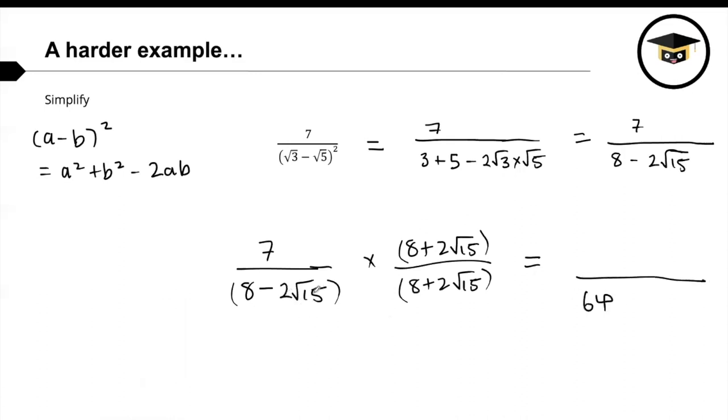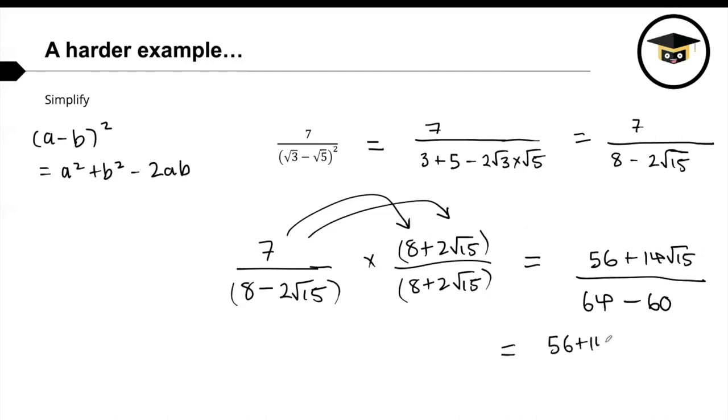And now 2 root 15 all squared, right? So 2 squared is 4, root 15 squared is 15. So that means 4 times 15 gives us 60. And so we're going to get a minus 60. And on the numerator, we're going to get 7 times 8, which is 56. And then 7 times 2 root 15, which is 14 root 15. And so we get 56 plus 14 root 15 over 4.